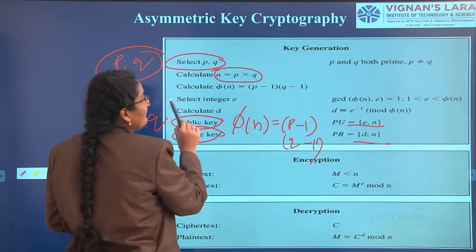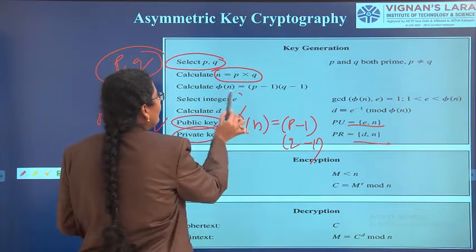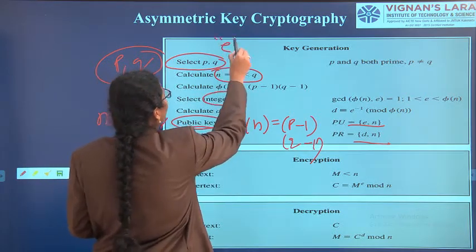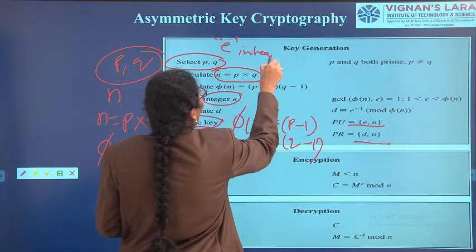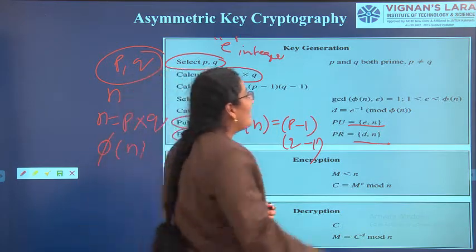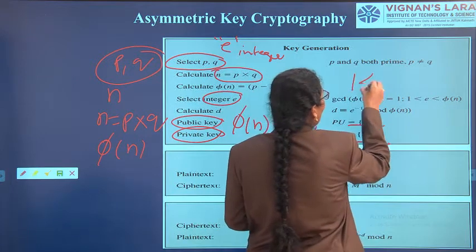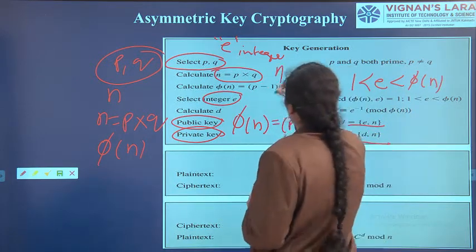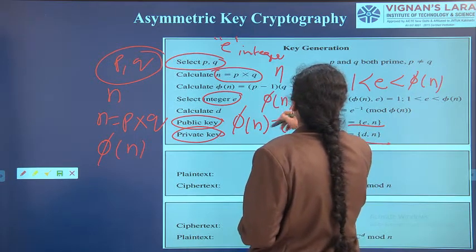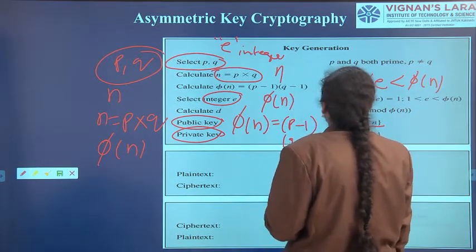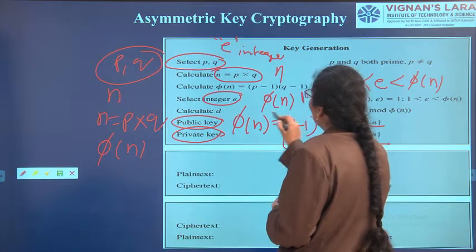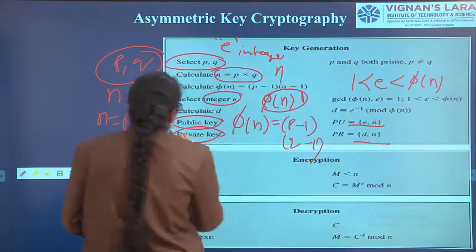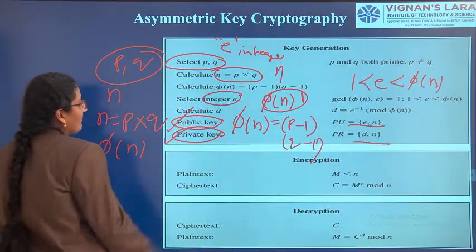Then what is E? You have to select E. E is nothing but an integer. So how can we select this integer E? The condition for selecting the integer is 1 less than E less than pi of n. You know the value of n, and you know the value of pi of n. You should select the value of E between 1 and pi of n. Then you can denote the public key and private key.